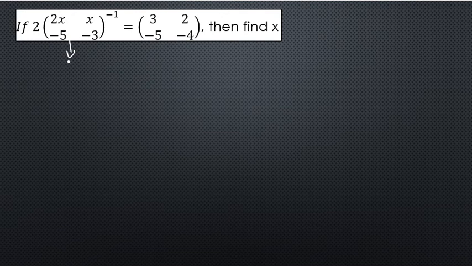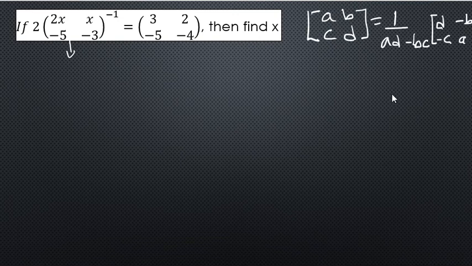So let's find the inverse of this. Remember, there is a rule. For any 2 by 2 matrix with entries A, B, C, D, the inverse will be 1 over the determinant of the given matrix, times the matrix where the main diagonal exchanges place, so A and D become D and A, and the other diagonal is simply negated.